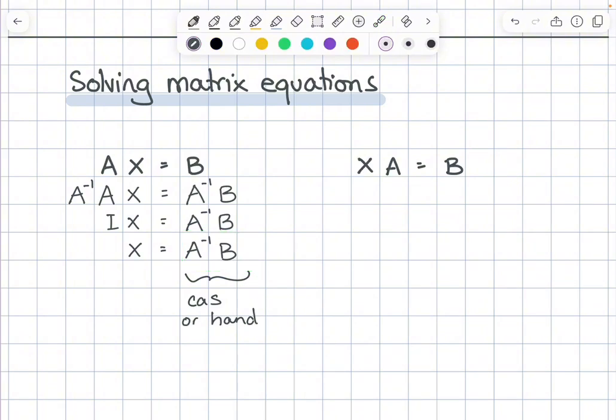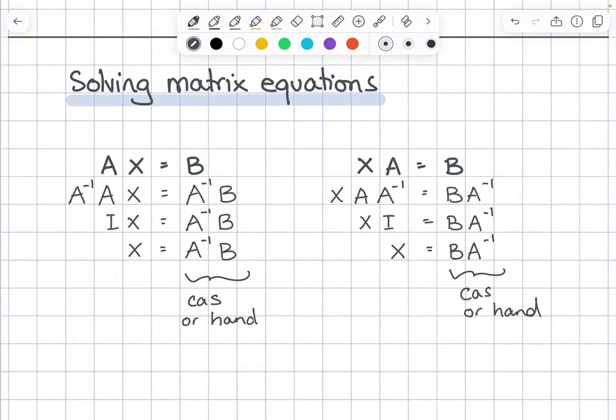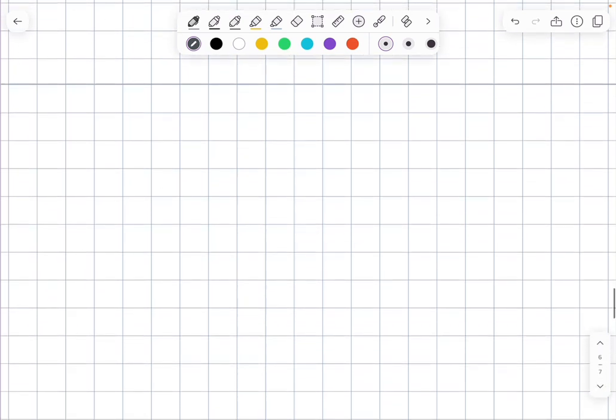Okay, so when we have a post multiplying over here, we do a very similar thing, but we're going to post multiply the inverse on both sides. So if A is on the right, we multiply the inverse on the right. That turns into the identity matrix, which kind of just disappears. We don't need to write it. And then this is something we can solve, we can calculate on the CAS or by hand. And that's done.